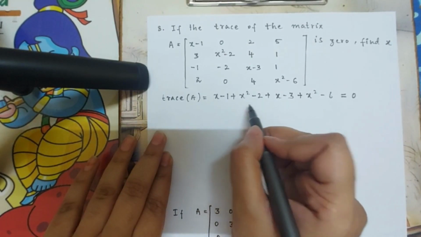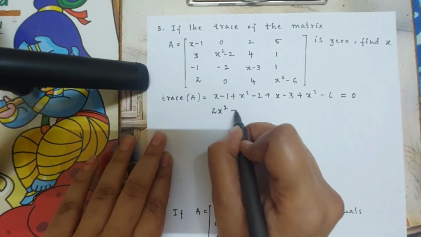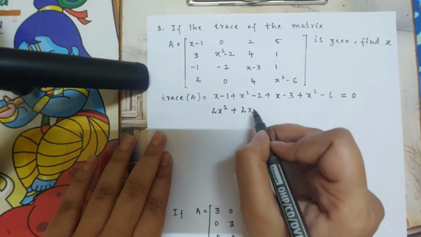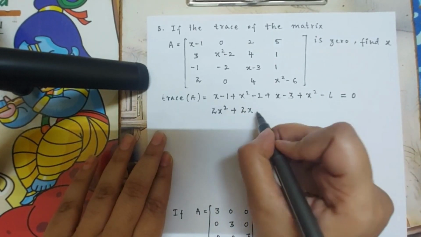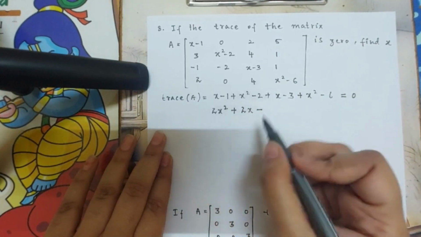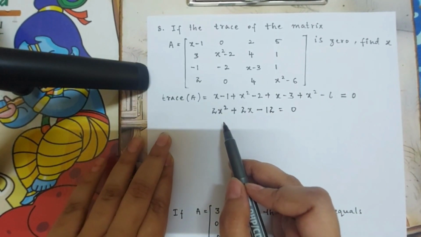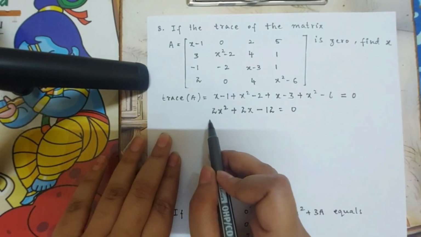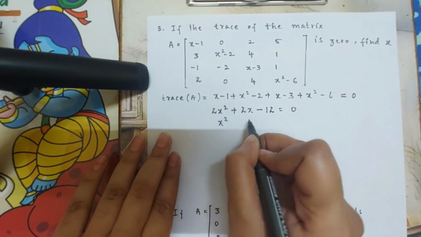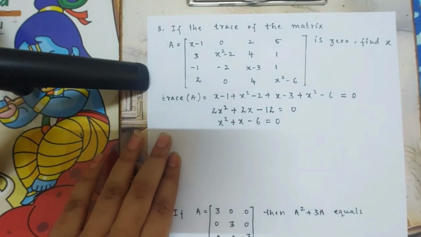First let me write it in terms of x square. So this will be equal to 2x square plus 2x, and this is 6, 7, 8, 9, 10, 11, 12, so minus 12 will be equal to 0. Now this is the equation that we have got. I'll be able to divide each and every term by 2. So if I divide each term by 2, I'll be getting x square plus x minus 6 equal to 0.